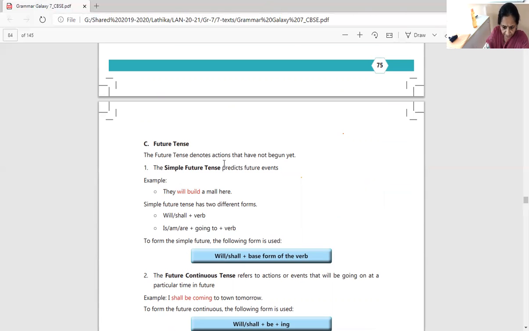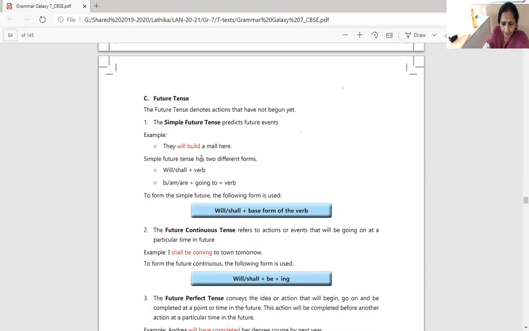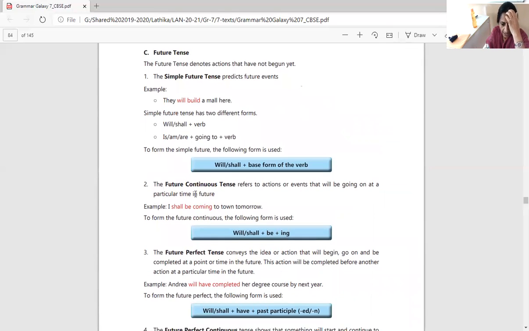In the same way, if you want to say it in the negative: they will not build a mall here. Will they build a mall here? That is an interrogative form. I shall be coming tomorrow to town. To put it into the negative, it will be I shall not be coming, not will be here. I shall not be coming to town tomorrow.